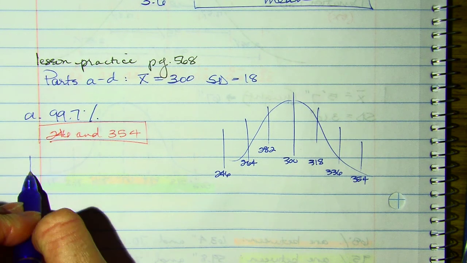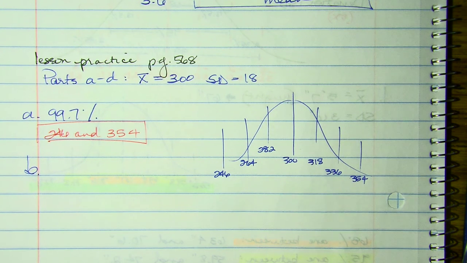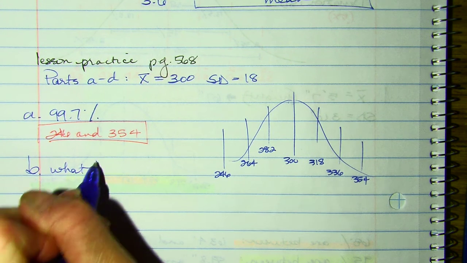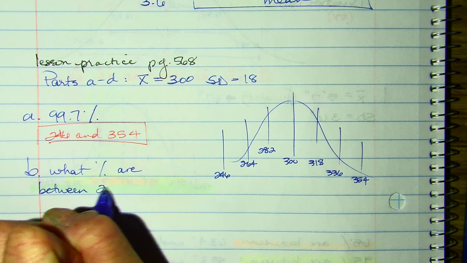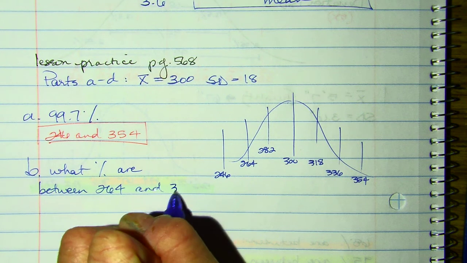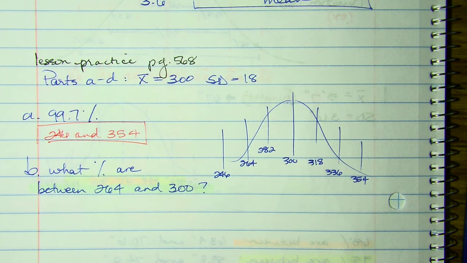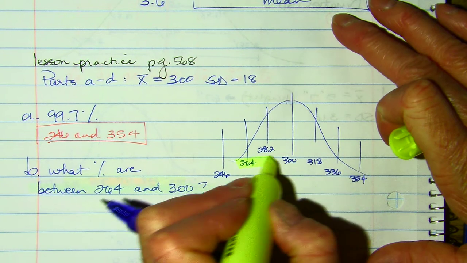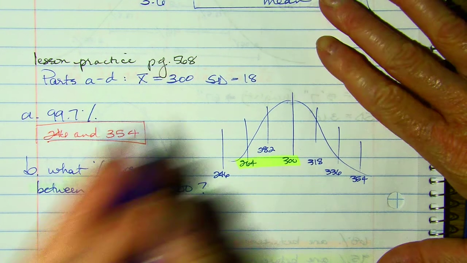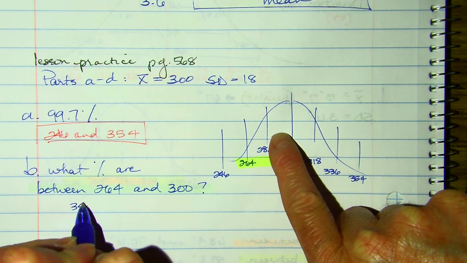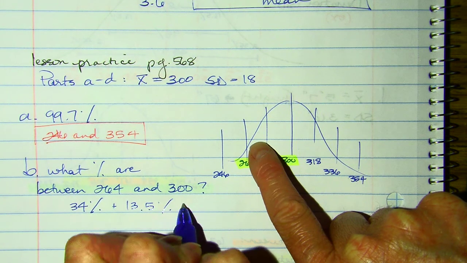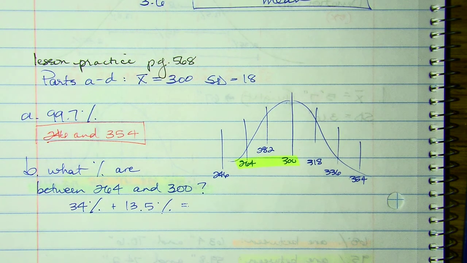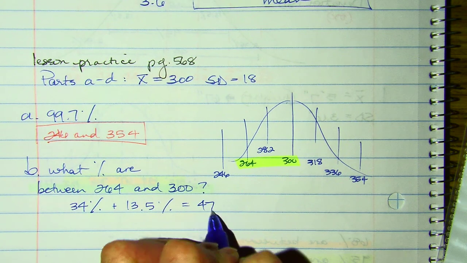All right, part B says, what percent of the scores are between 264 and 300? So it's asking from here to here. I wrote in our notes that this section here is 34%, and this here is 13.5%. So I'm going to add those up. 34 plus 13.5, I get 47.5%.